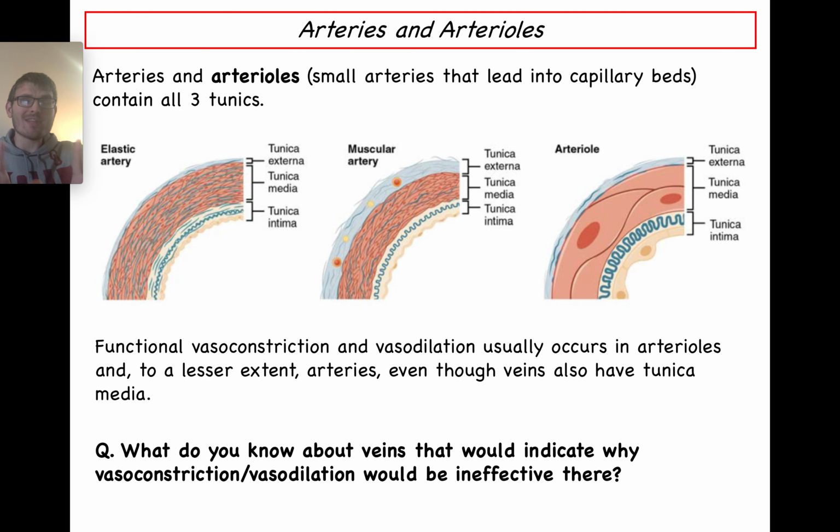what you're going to want to think about there is what is the purpose of vasoconstriction and vasodilation to begin with? What are we trying to accomplish, say, in the fight or flight response in terms of getting extra blood flow to skeletal muscle at the expense of taking blood flow away from the GI tract and the kidneys? So think about whether we would be able to accomplish that if we did our vasoconstriction and vasodilation at the level of the veins. So make sure you think about that.